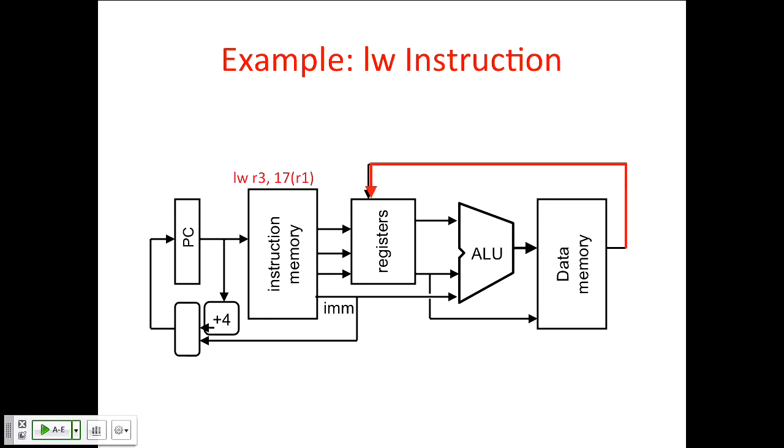So, it finishes up with this. It's a broken animation. It goes through, loads the address, calculates the address, sends it to memory, gets the result, and writes it back to the register file. Okay, so load is using all 5 stages of this execution.